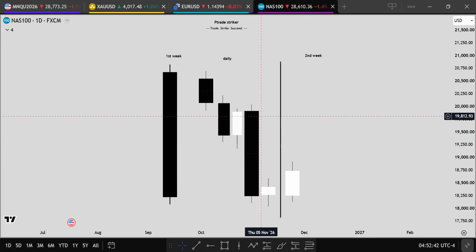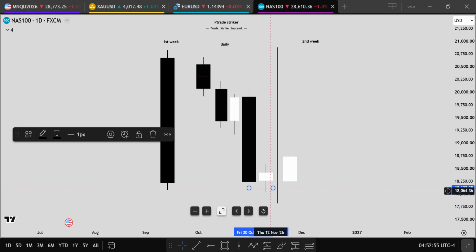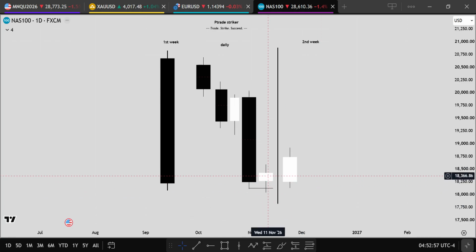But here you can see this is the first, second, third, fourth, fifth, right? We have 5 days in the week. So here you can see the last day candle went down, swept the previous daily candle low and closed bullish.